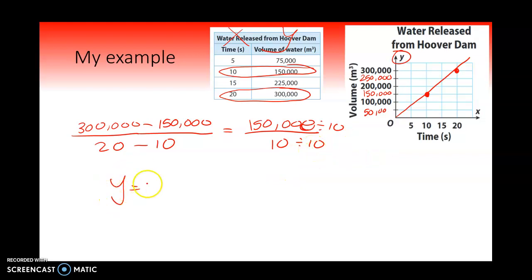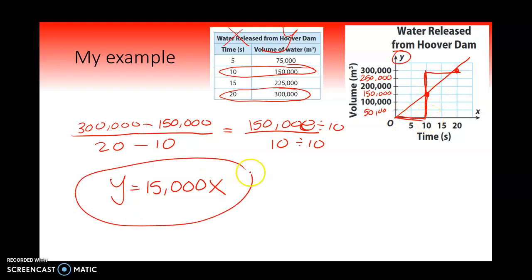So I got y equals 15,000x, and it looks like if I follow the rise over 1, up 3 over 2, so down 3 over 2, it's going to hit 0. So this is the final answer for that question. Okay, let's do another one.